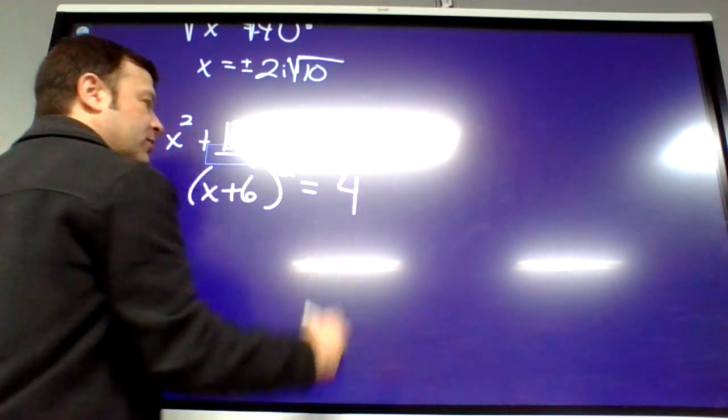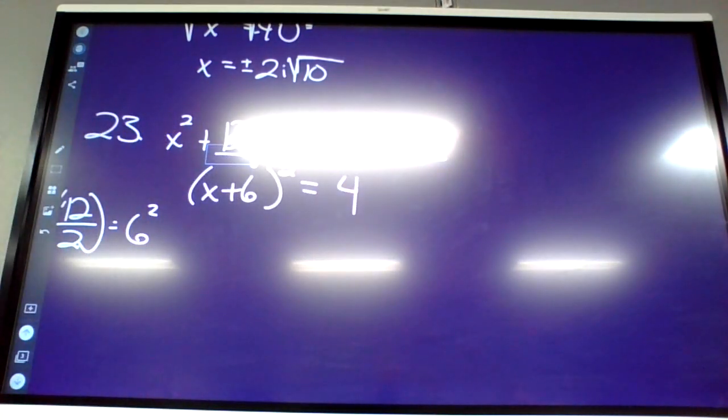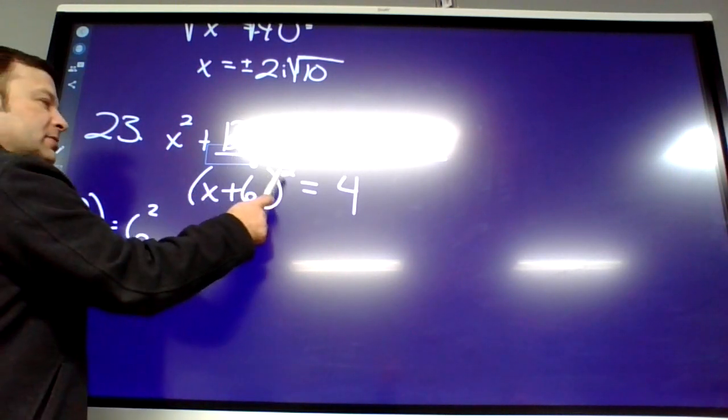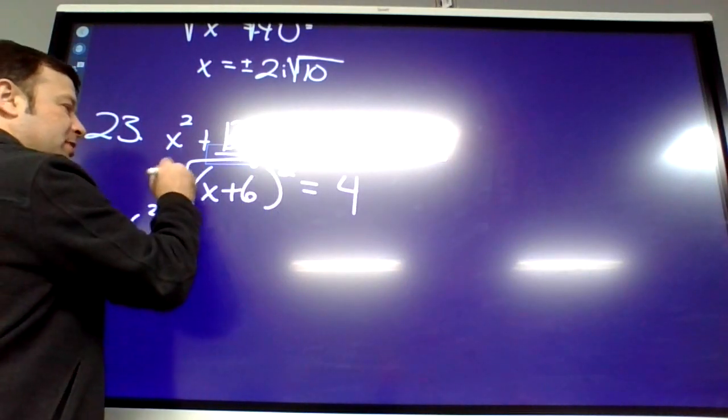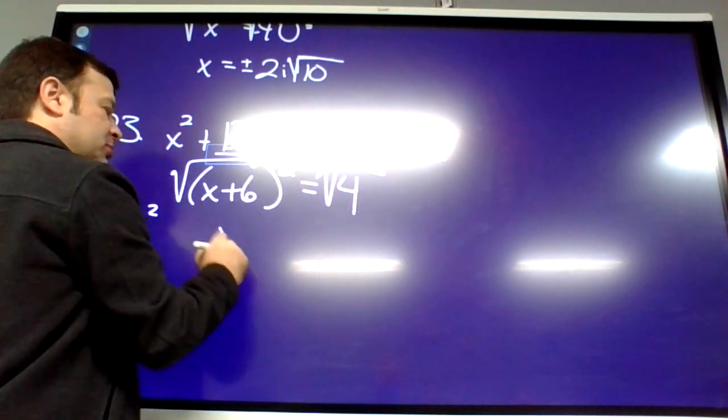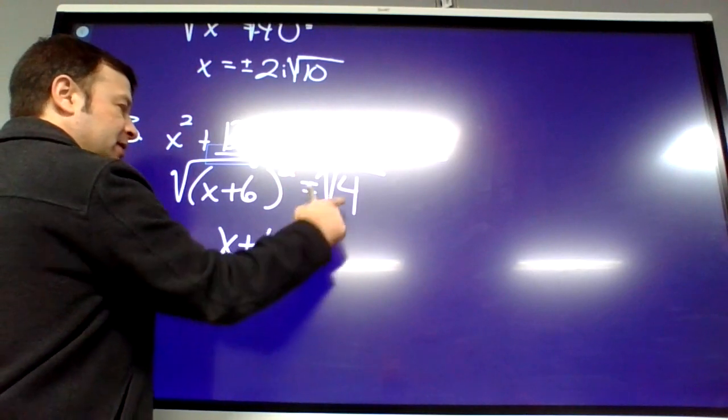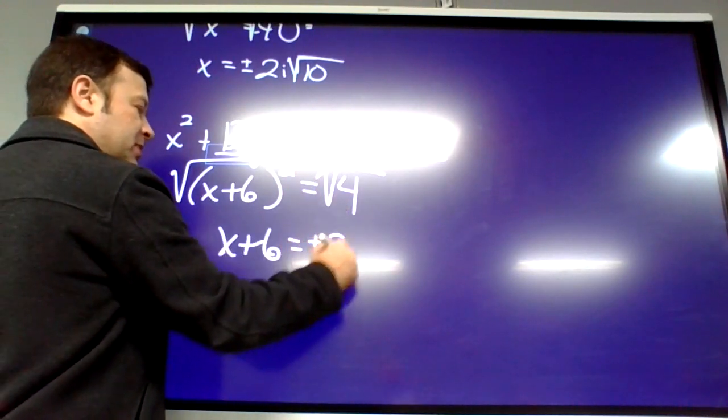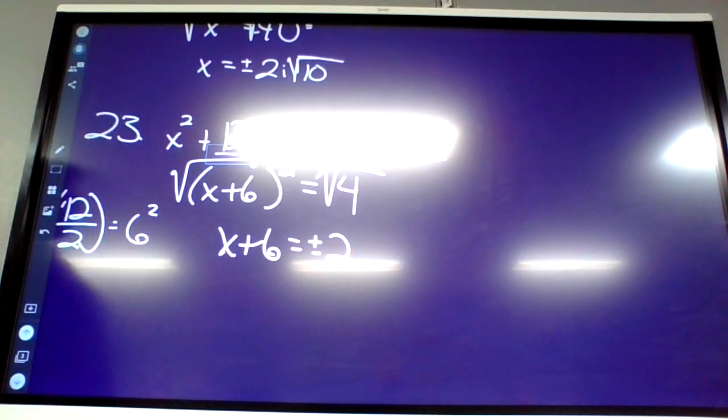This adds up to 4. Okay, how do we get rid of this square? Square root it. When we square root something, this will become plus or minus 2.